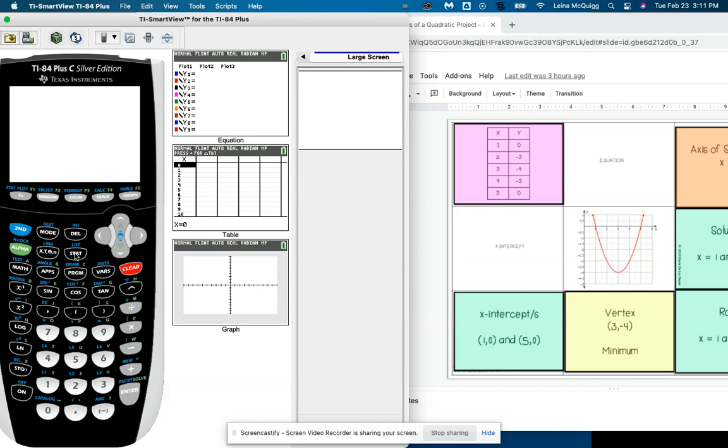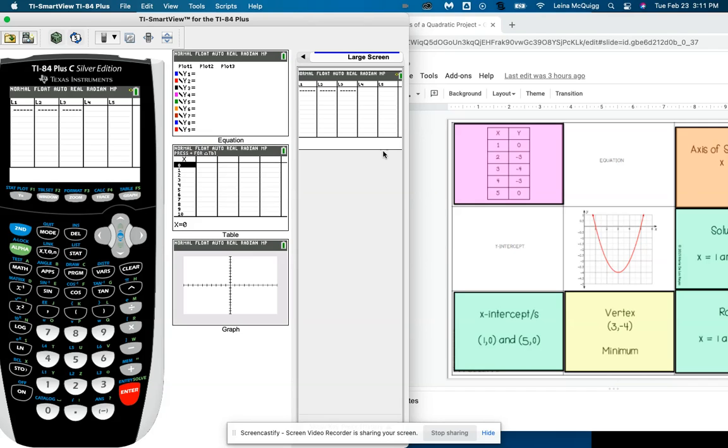And then I'm going to do stat. And enter for edit. And I'm going to put my X's in my L1 and my Y's in L2. So I'm going to do 1, 2, 3, 4, 5 in L1. And then 0, negative, oops, no, clear. Make sure you use this negative: -3, -4, -3, and 0.